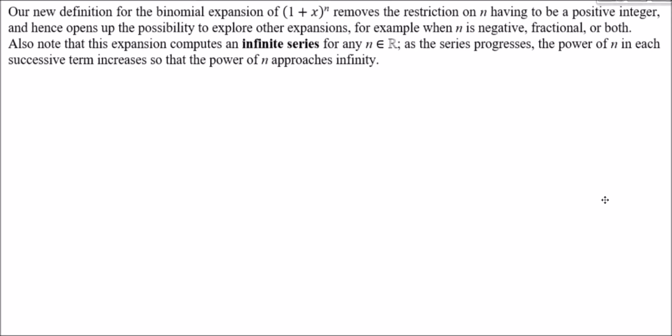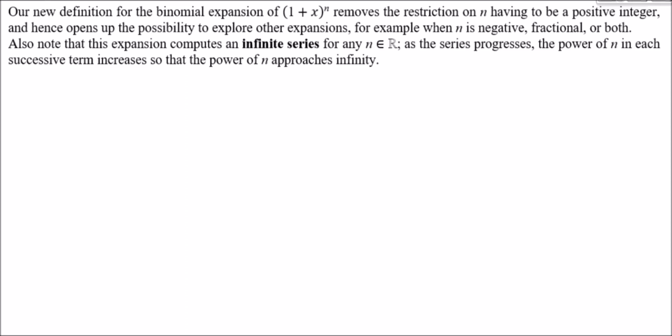So this new definition for the binomial expansion of (1 + x)^n removes the restriction on n having to be a positive integer, and therefore opens up the possibility to explore other expansions, for example when n is negative, fractional, or both. Also note this expansion computes an infinite series for any n being a real number, and as the series progresses, the power of x in each successive term increases, so that this power will approach infinity.